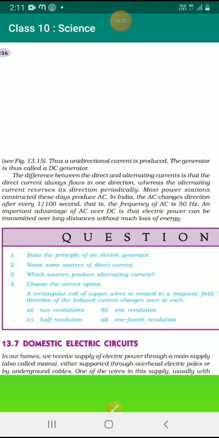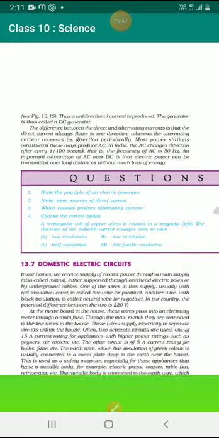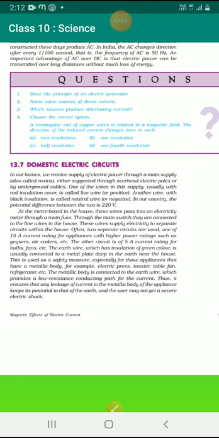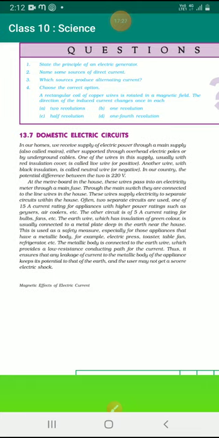An important advantage of AC over DC is that electric power can be transmitted over long distances without much loss of energy. You can transmit the electricity with the help of cables over a long distance. For example, Karnataka has a hydroelectric plant at Jog Falls, near Ranebennur, where current is produced, and from there, around 150-200 kilometers away, it is easily passed to houses through cables. I hope you understand all this.